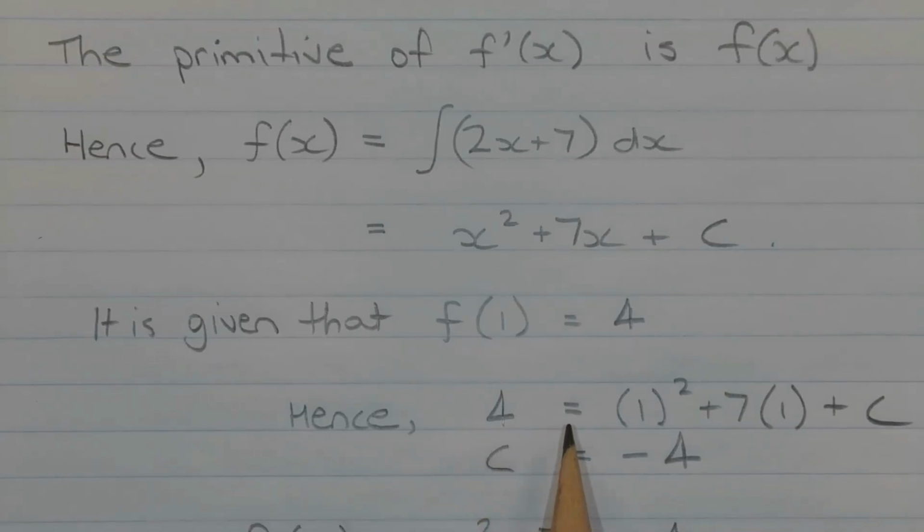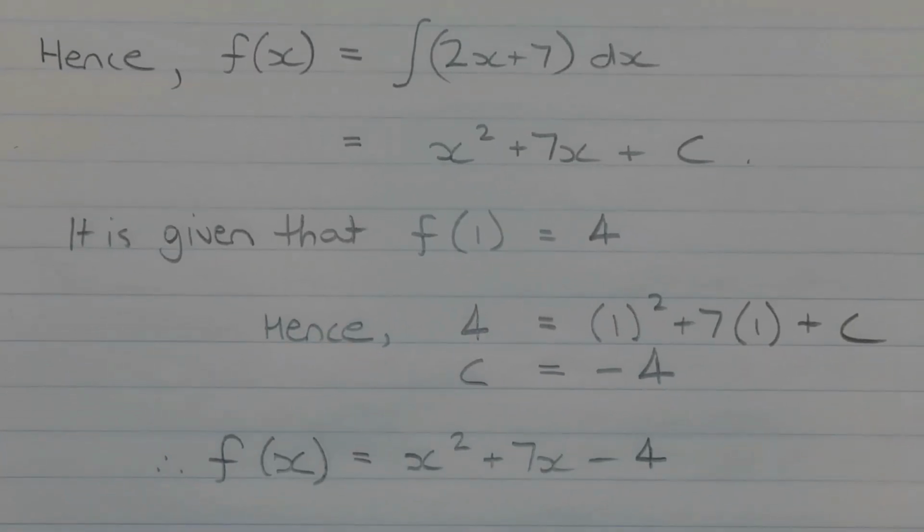Hence, 4 is equal to 1 squared plus 7 times 1 plus c. And solving this equation for c, we get c is equal to negative 4. Therefore, f of x is equal to x squared plus 7x minus 4.